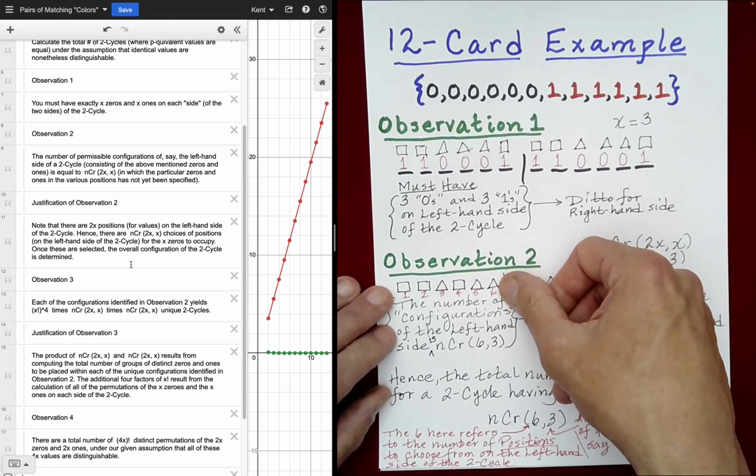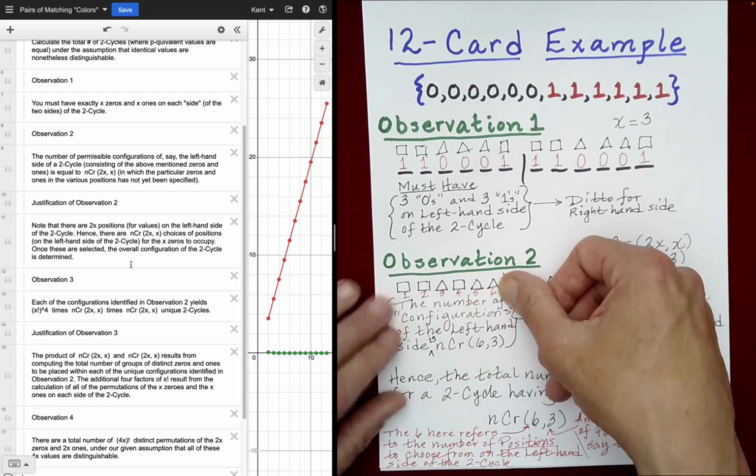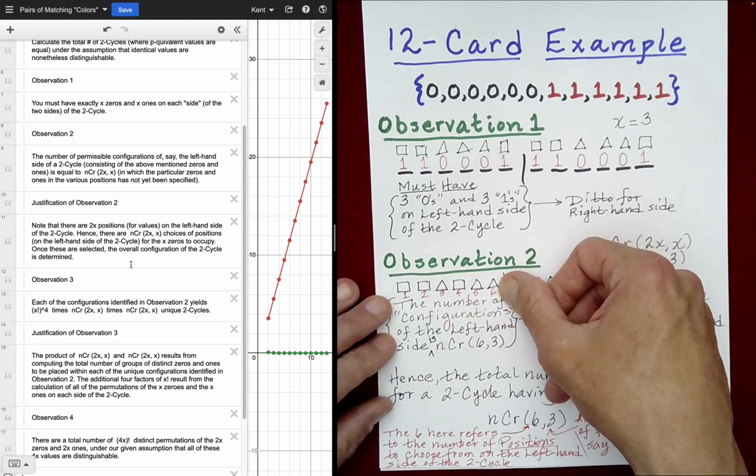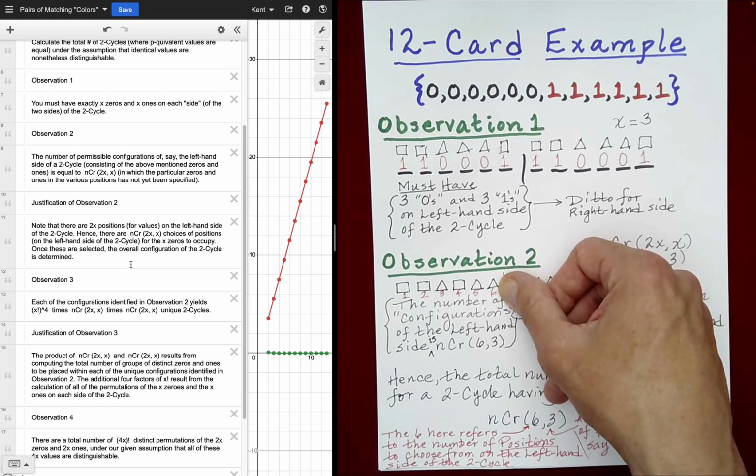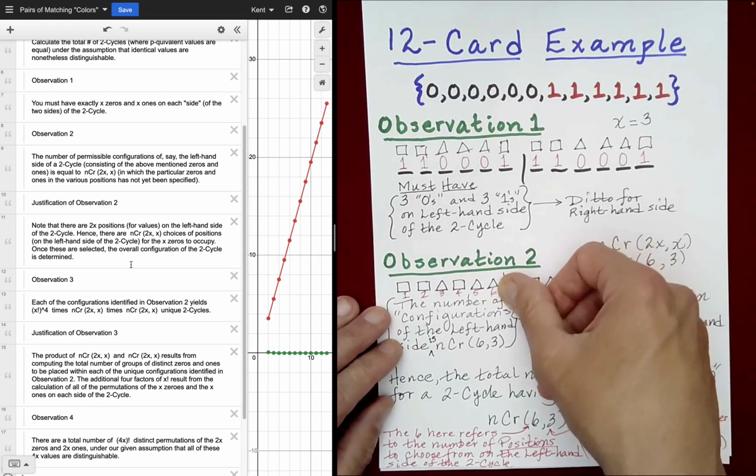What's the larger set of 6 objects? It's the 6 positions: 1, 2, 3, 4, 5, 6. What's the 3? It's the 3 positions that you're going to select to, let's say, put the squares there or put the triangles there. Okay? So what are all the different ways that you can select 3 of the 6 positions at a time? That's really all we're calculating.